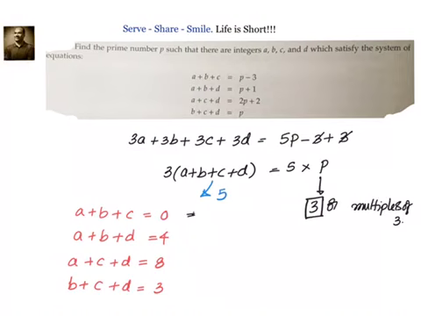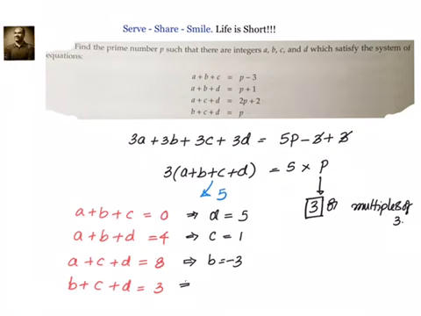a plus b plus c equals 0, but we know a plus b plus c plus d equals 5. That means d equals 5. a plus b plus d equals 4, but we know a plus b plus c plus d equals 5. That means c equals 1. We know that a plus b plus c plus d equals 5, and also a plus c plus d equals 8. Now what should we add to get 5? That is b equals minus 3.